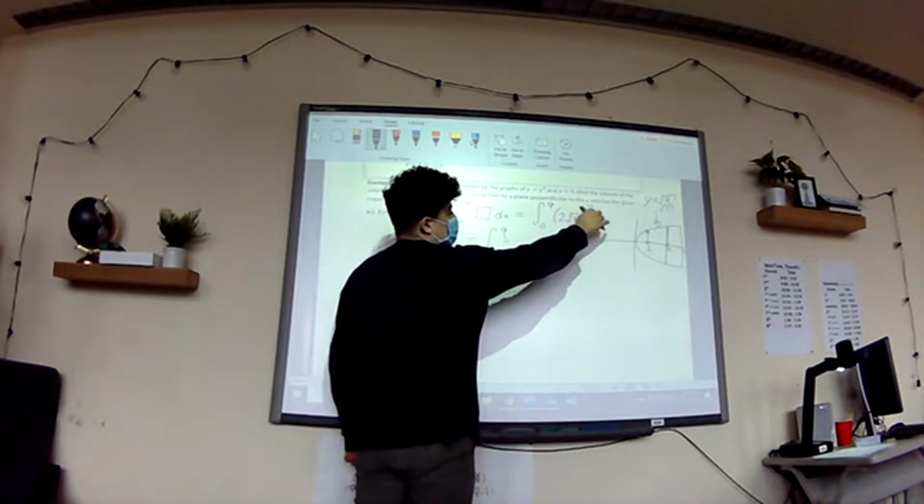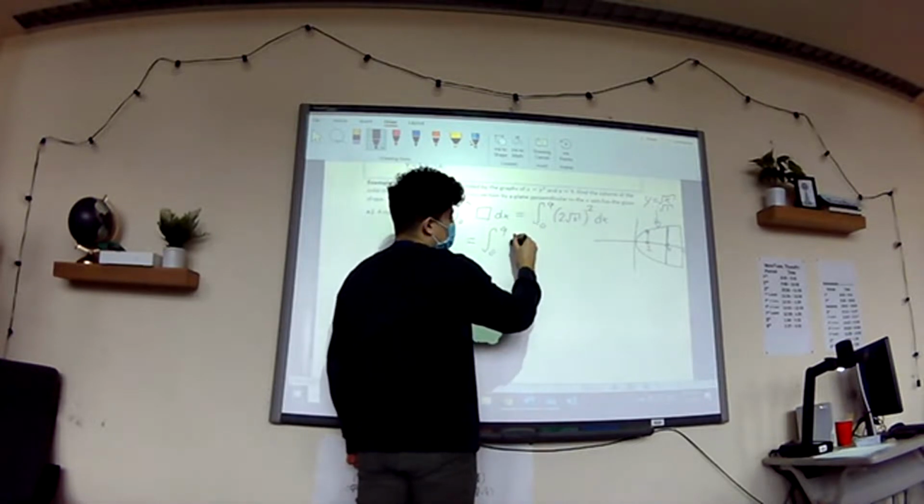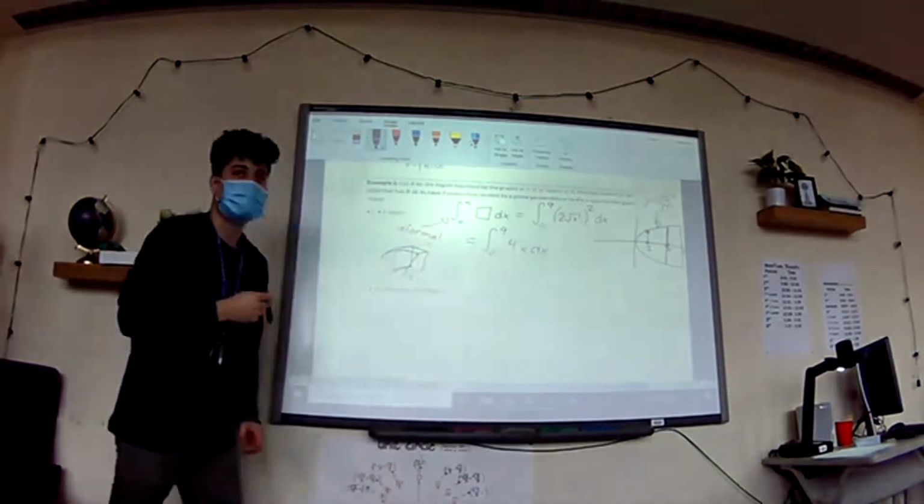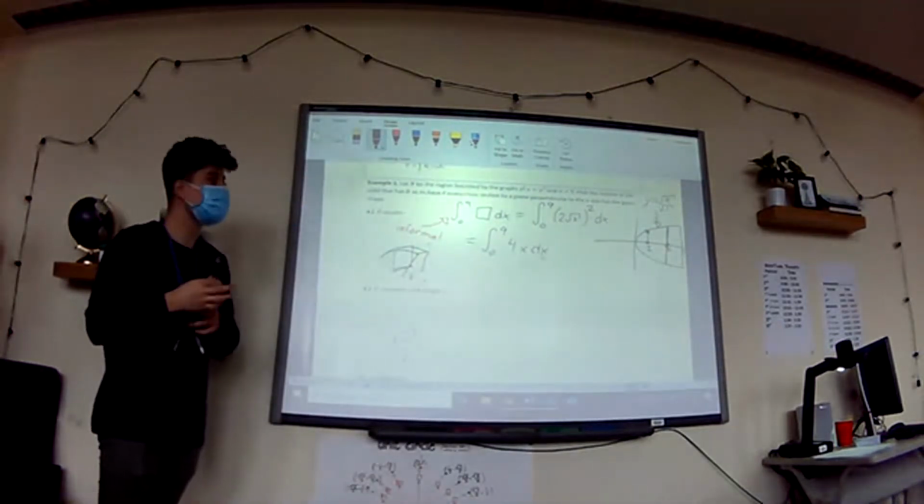2 square root of x all squared. These just both get squared. It becomes 4, and then x dx. The square root of x squared is just x.